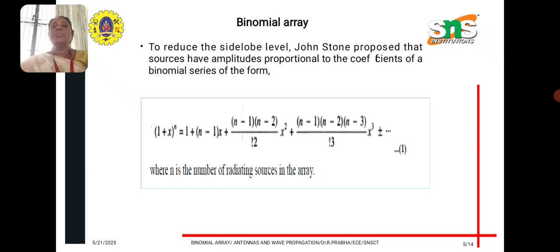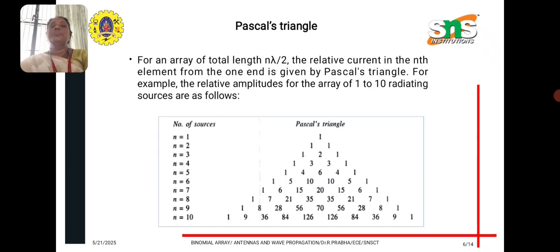To reduce the side lobe level, John Stone proposed that the sources have amplitudes proportional to the coefficients of a binomial series of the form (1 + x)^(n-1) = 1 + (n-1)x + (n-1)(n-2)/2! x^2 + (n-1)(n-2)(n-3)/3! x^3, etc. Here n is the number of radiating sources in the array. So if we design the antenna like this, we can eliminate minor lobes.